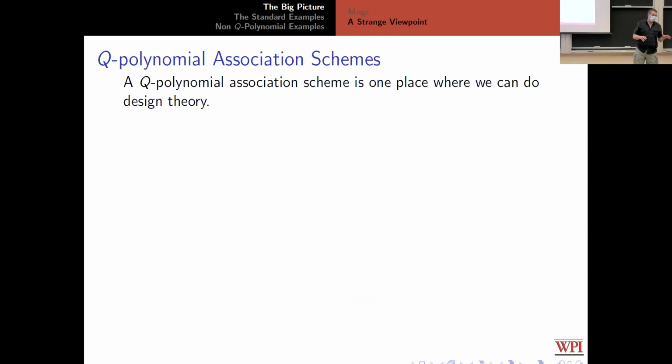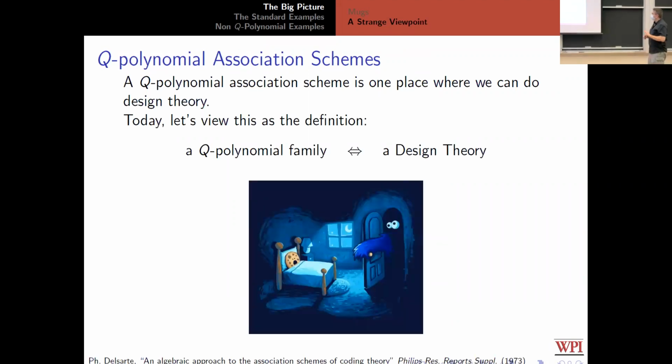For me today, Q-polynomial association schemes are places where you do design theory. Each family of Q-polynomial association schemes is a design theory. Okay, that's my weird viewpoint. This is based on Delsarte's thesis that Sho talked to you about in excellent coverage and very creative use in the last half hour. So it's just a different viewpoint. Usually there's a monster under the bed, but if your kid is a cookie, then it's different. Okay, so that's the viewpoint today.